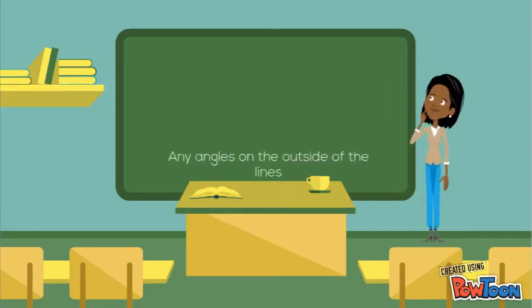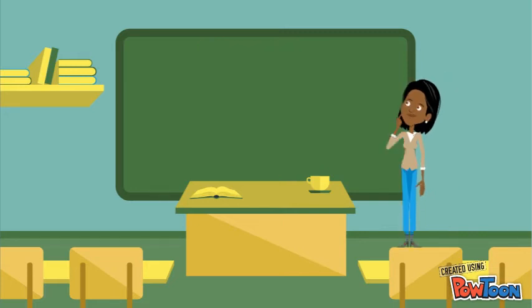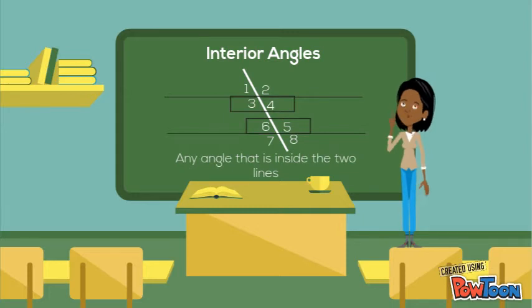Now, we're going to talk about exterior angles. Exterior angles are angles that are outside of the two parallel lines, like angles 1 and 2 and 7 or 8 are all exterior angles. Interior angles are the same thing as exterior angles, but on the inside of the two parallel lines.